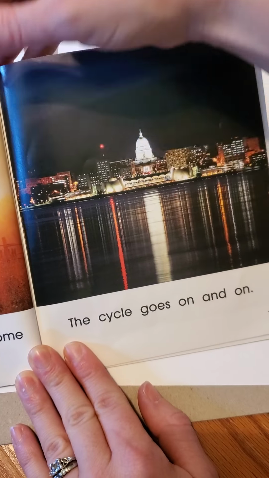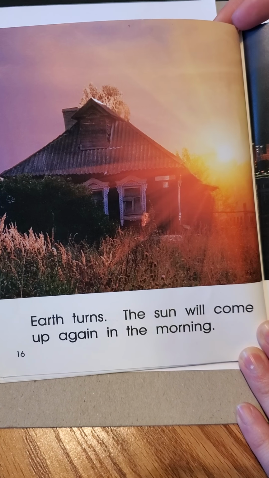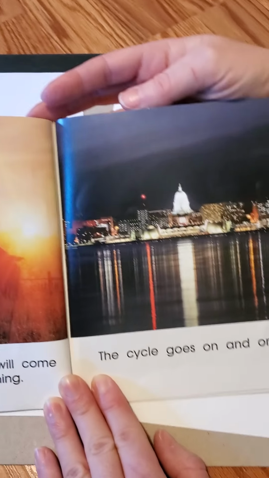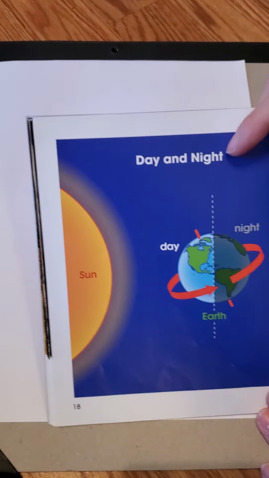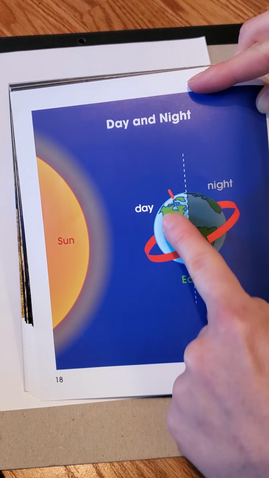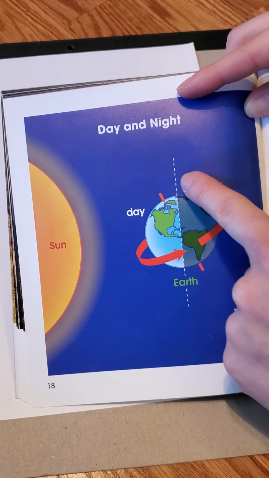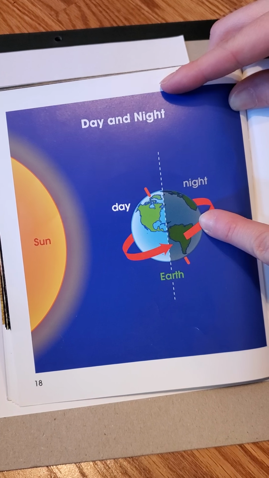So when the sun comes up, where is the earth facing? Towards the sun or away from the sun? It is facing towards the sun. Good. The cycle goes on and on. And here's a picture, day and night. So during the day, we're facing the sun. Then the earth keeps spinning, and at night we're over here away from the sun.